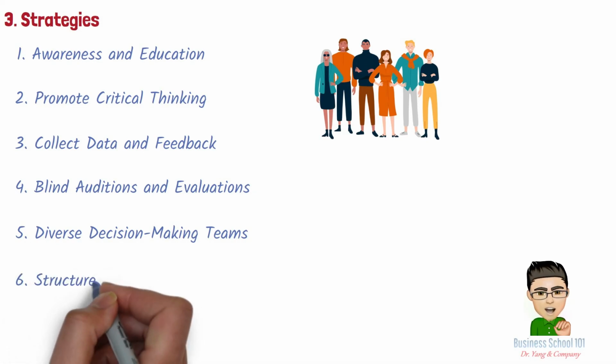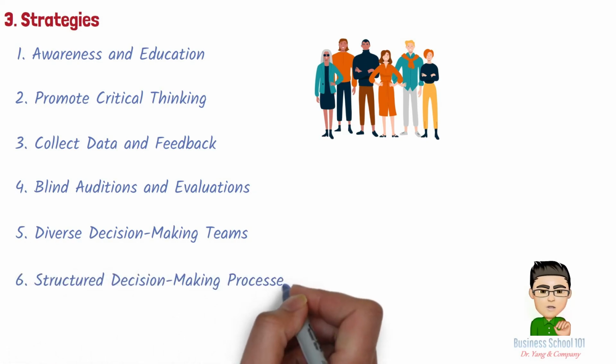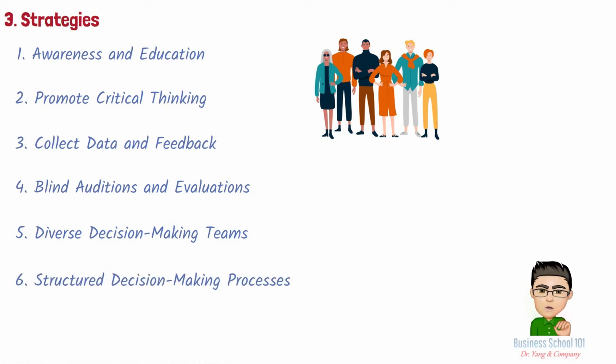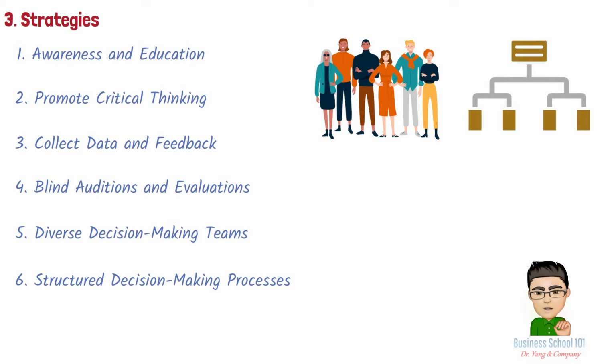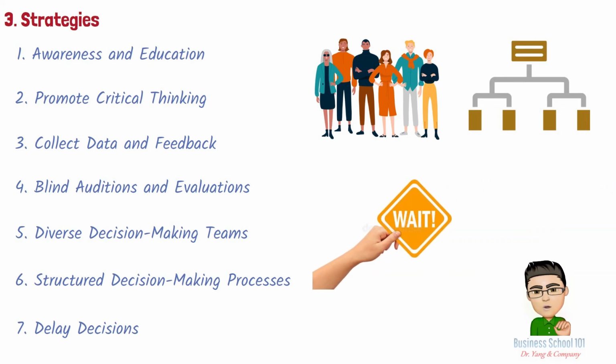Number 6. Structured decision-making processes. Implement structured decision-making processes that include specific criteria and guidelines. This can help reduce the influence of personal biases by focusing on objective factors. Number 7. Delay decisions. When possible, delay decisions to allow for more thoughtful consideration. Rushed decisions are more susceptible to biases.